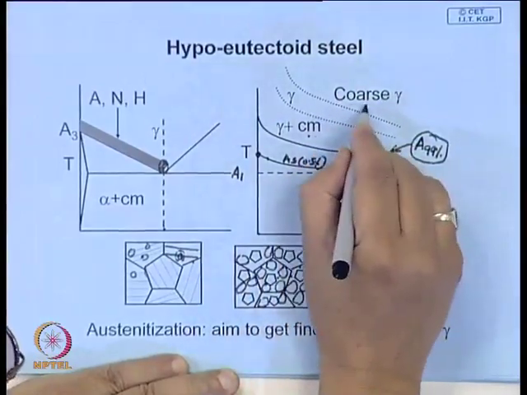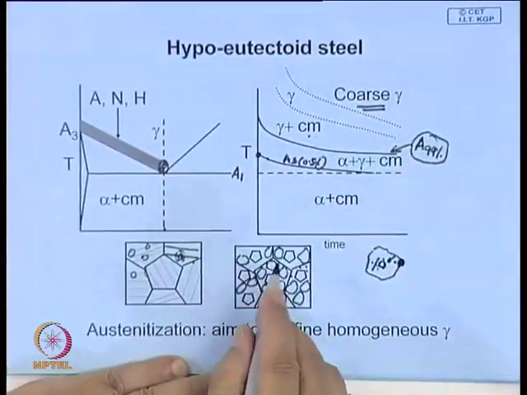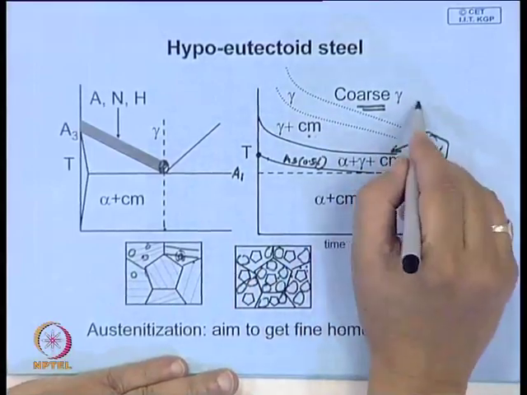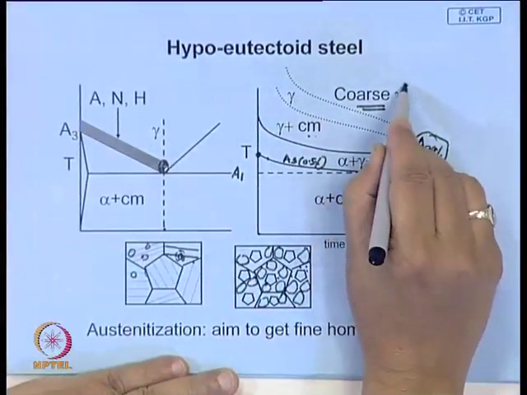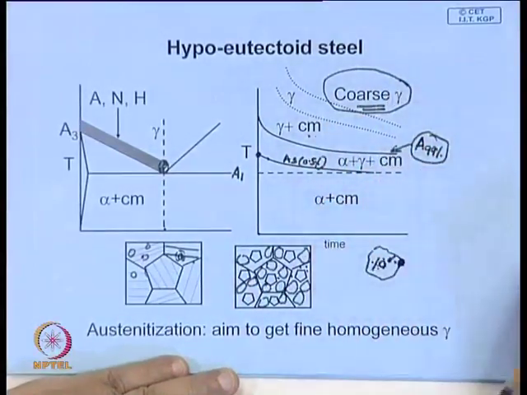So after some time this austenite grain will start growing, and if you keep it very long, it will become coarse. As we will see later, a coarse grain structure is not desirable, because coarse grain structures have poor toughness. So one likes to avoid it.